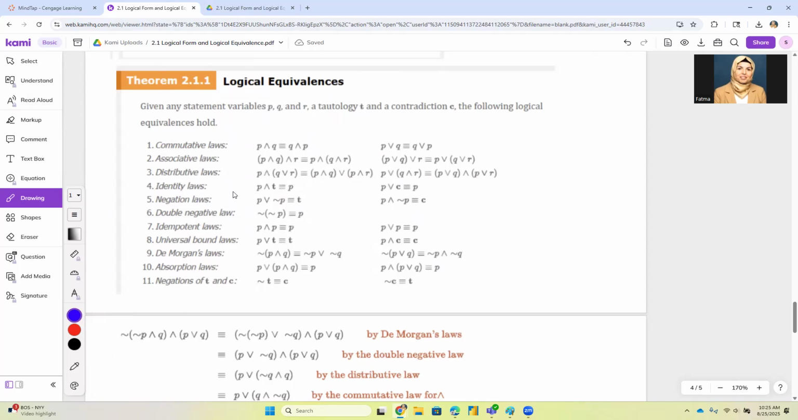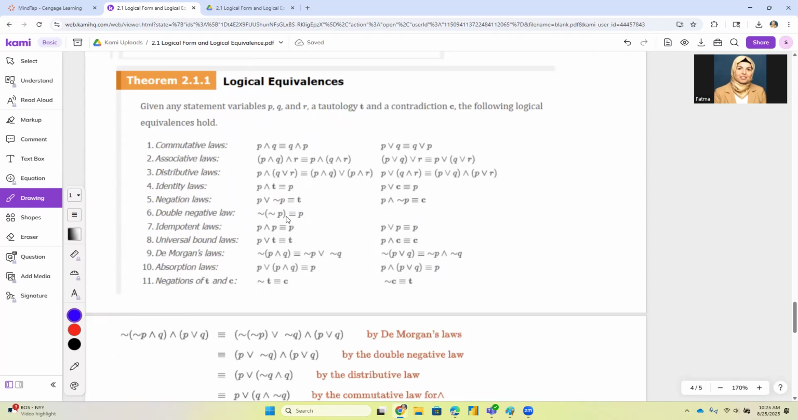Identity laws. Whenever you AND your P with a tautology, you will always get the P's original truth table. So this is an identity law. Same thing with OR. Whenever you OR your P with a contradiction, which is always false, then the result will be P. And then if you look at the negation laws, P or not P is a tautology. P and not P is a contradiction.